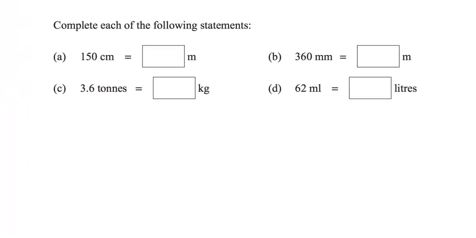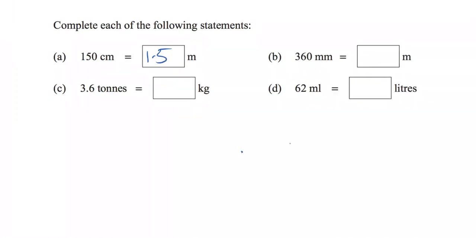Complete the following statements. Let's start off with 150 centimeters. So we have 100 centimeters is 1 meter. So that means that we have to divide this 150 by 100. We're going to have 1.5 meters.